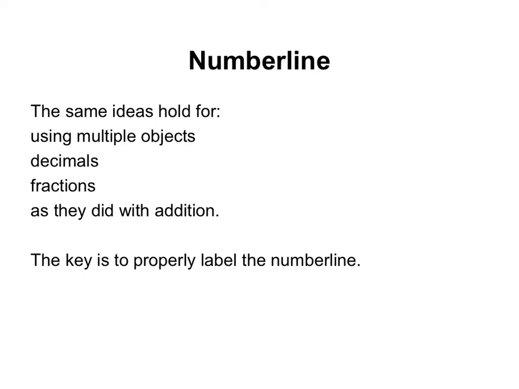For number lines, the same idea holds for multiple objects, decimals, fractions, just as they did with addition. So the key here is to properly label your number line. If you're working with fractions, make sure it's broken up nicely into fractions with denominators that you want. If you're working with decimals, make sure it's broken into tenths or hundredths or thousandths, whatever you need for that particular problem.